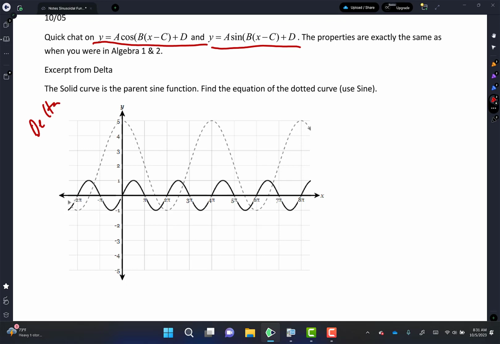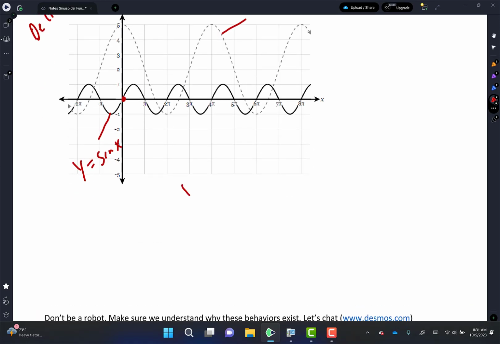So this bold line is your parent function. And that parent function goes right through the origin. So take a guess. What do you think that parent function is? Is it sine or is it cosine? Yeah, it's sine x, because sine x is the one that goes right through the origin, and that's the point of inflection. So what I want is this dashed line using sine x. So I'm just going to write my expression. I'm going to go down the alphabet. Y equals a sine, open parenthesis, b, open parenthesis, x minus c, close, close, plus d.